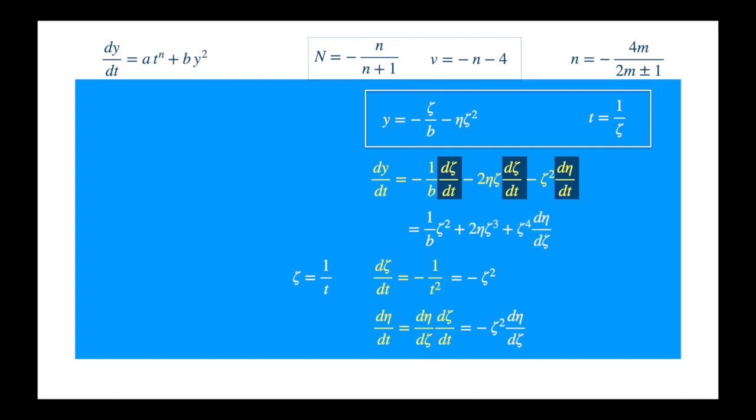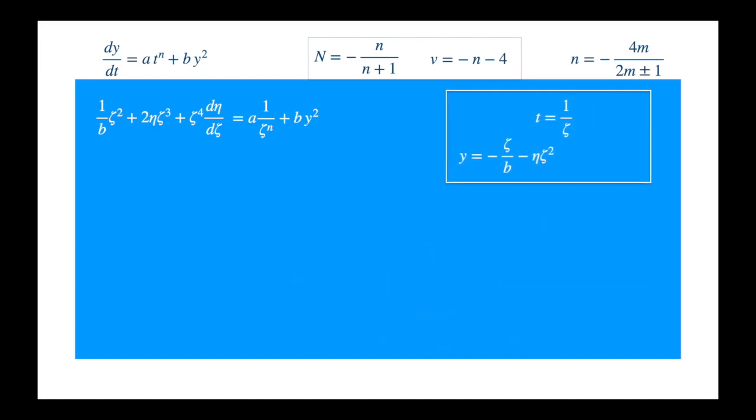We just replace derivative of zeta with respect to t by minus zeta squared, and the derivative of eta with respect to t by minus zeta squared times derivative of eta with respect to zeta, which came about because of the chain rule we used. We can substitute this for dy by dt, and then we can substitute for t to the power n from the second equation, and we leave y squared as it is for now, but we will deal with it shortly.